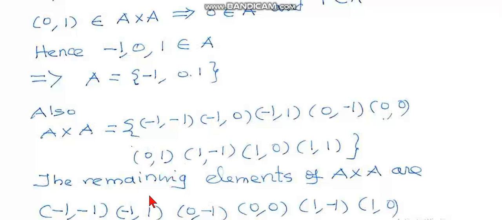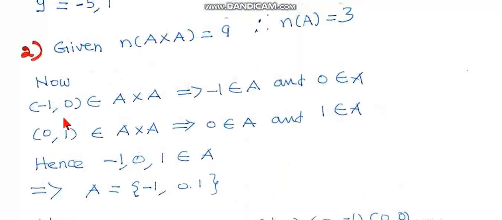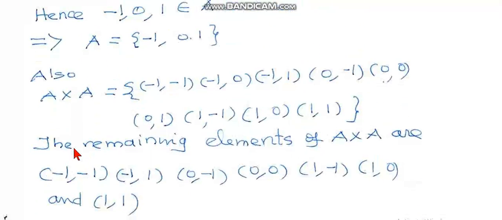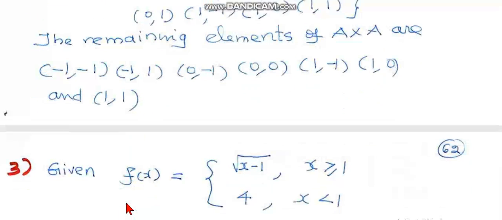Now, what are the remaining elements? You are given the 2 elements. What are the remaining elements? Leaving these 2 elements, that is (minus 1, 0) and (0, 1), the other elements are (minus 1, minus 1), (minus 1, 1), (0, minus 1), (0, 0), (1, minus 1), (1, 0) and (1, 1).